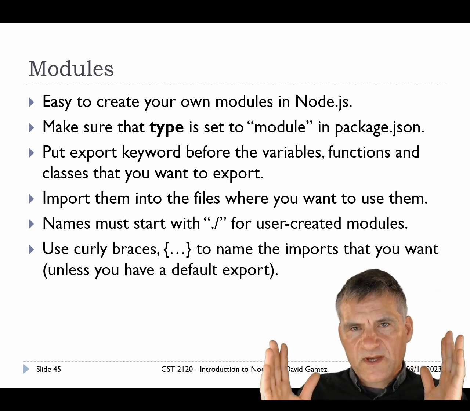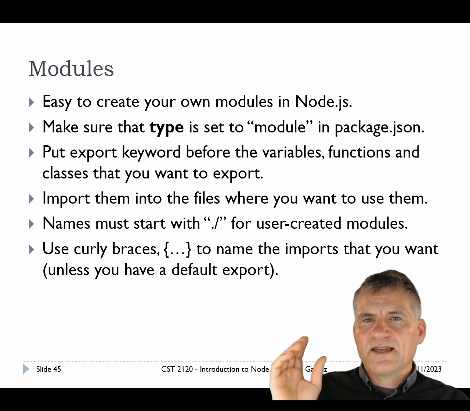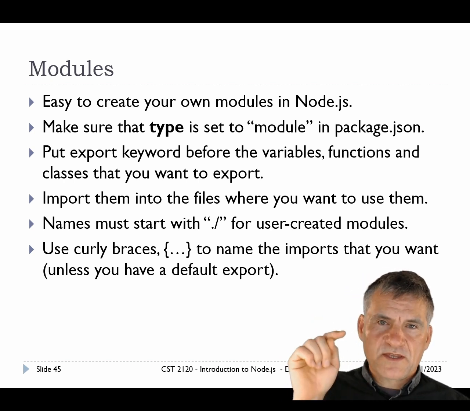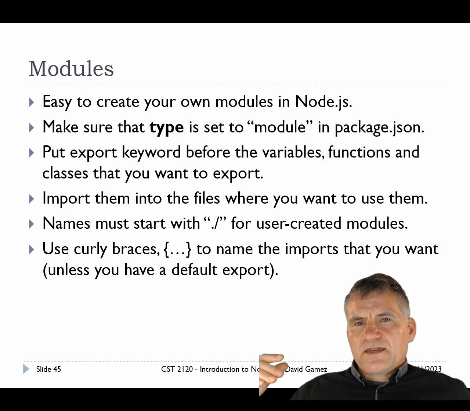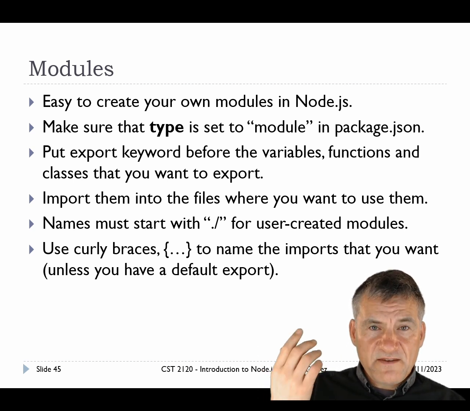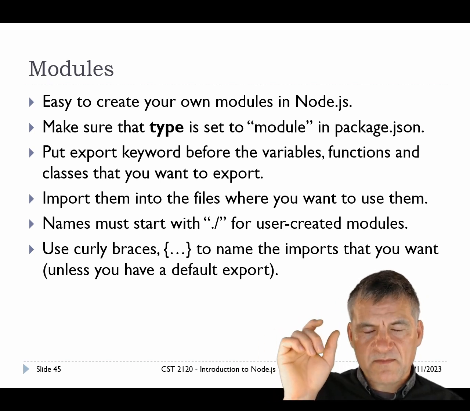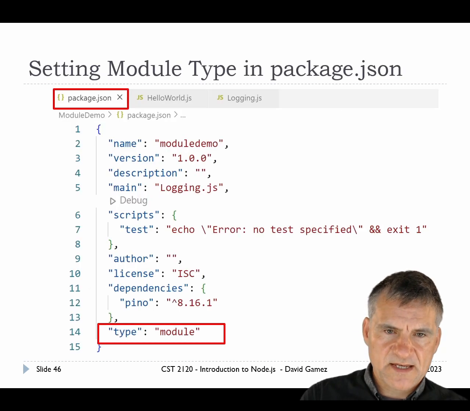Now the difference between the third-party modules handled with NPM and the ones that you create is that you have to start your own module names with the / and they have to end with .js or it won't work. And the other change is that unless you have a default export, which I'm not going to cover here, you have to use curly brackets and name the imports that you want to bring into the file where you want to use them. That's these curly braces, yeah?